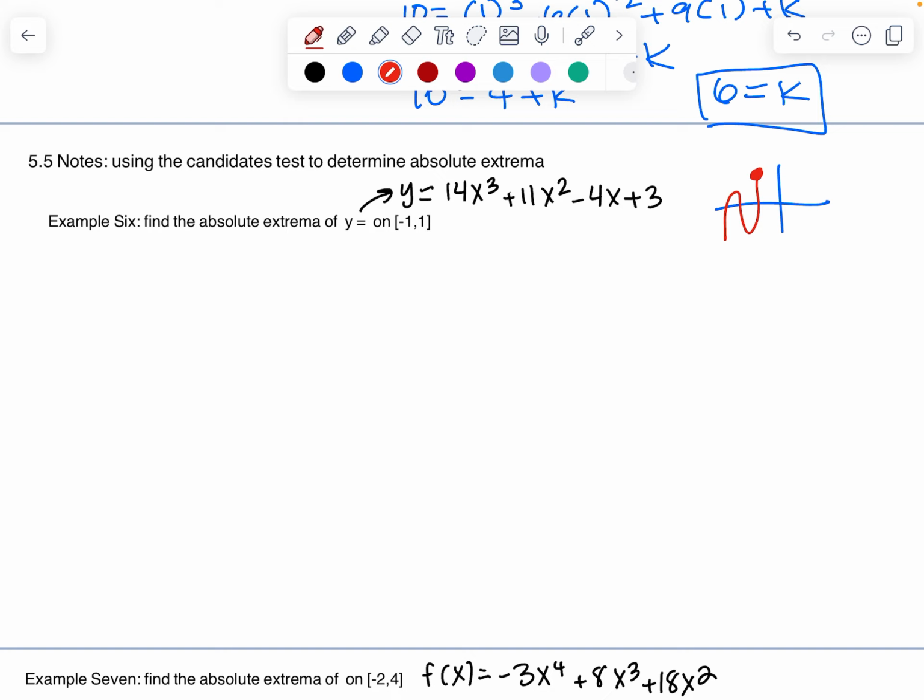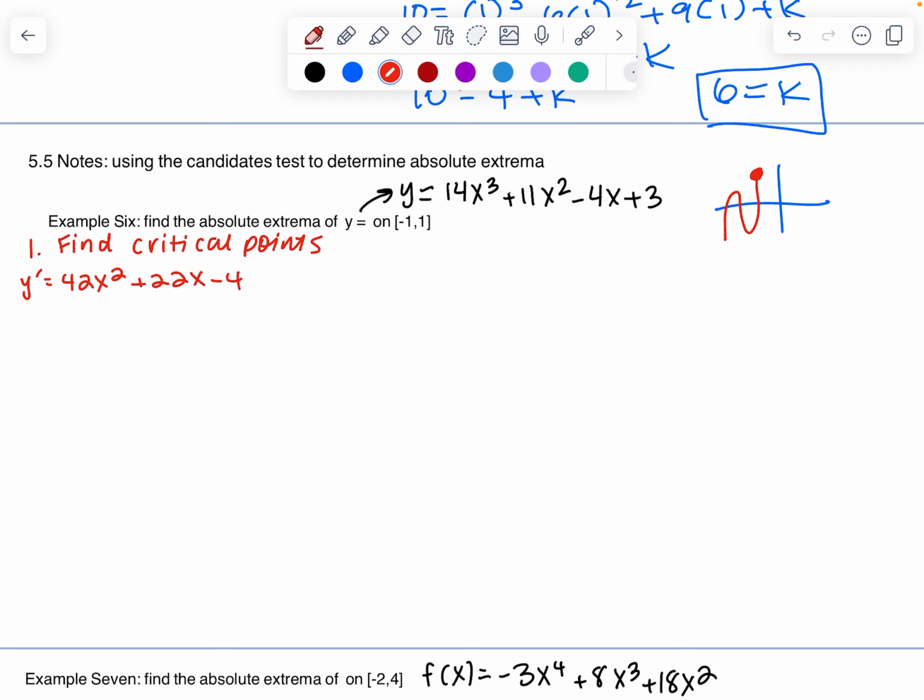So I'm going to write out our process as we go. The very first step in finding the absolute extrema is to find where extrema are occurring. So we're going to start by finding the critical points. I first need to take the derivative. So I'll get y prime equals 14 times 3 is 42, so 42x squared plus 22x minus 4.